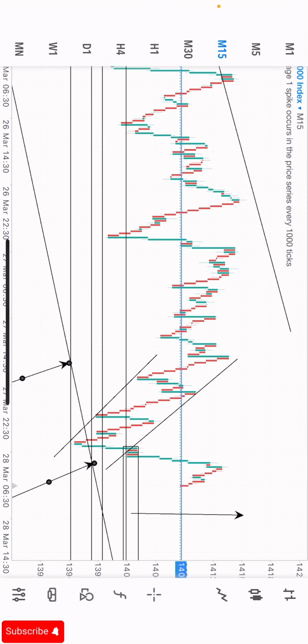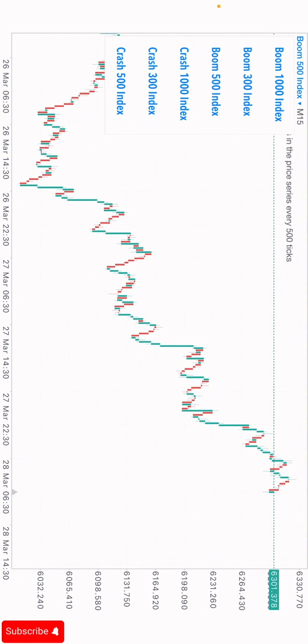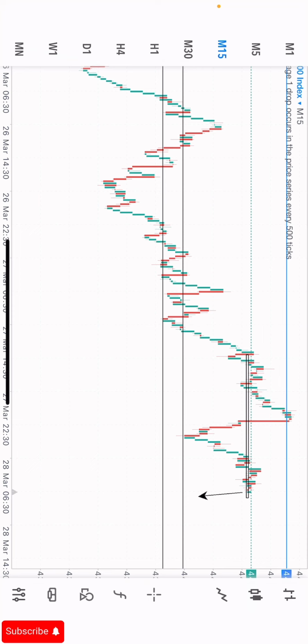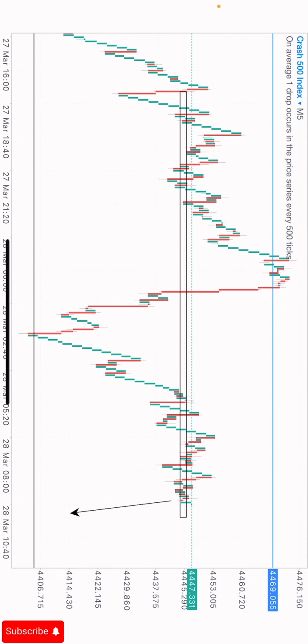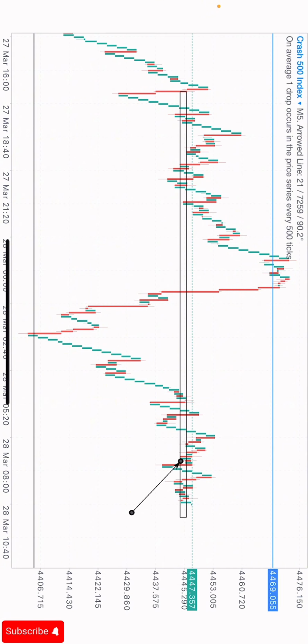So let's check another index as well to look out for another good trade opportunity. Nothing interesting on the Boom 500 index. Let's check Crash 500. This index has been playing around. I'm expecting this index to sell, but I don't really know why it's not selling yet.